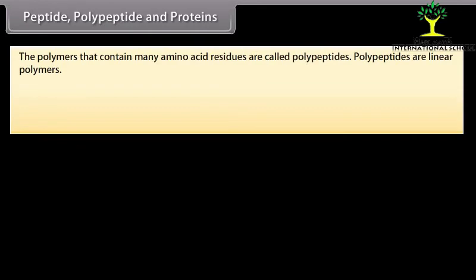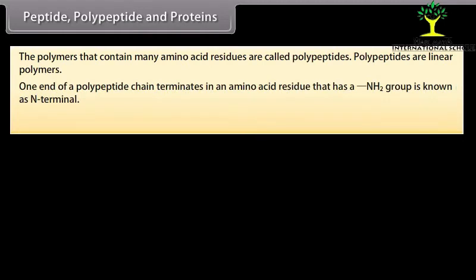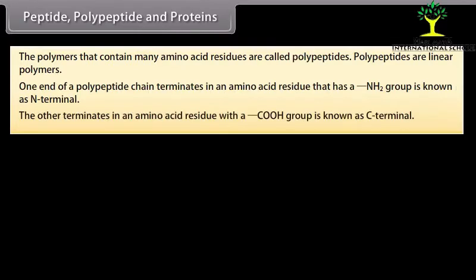The polymers that contain many amino acid residues are called polypeptides. Polypeptides are linear polymers. One end of a polypeptide chain terminates in an amino acid residue that has an NH2 group, known as the N-terminal. The other terminates in an amino acid residue with a COOH group, known as the C-terminal.